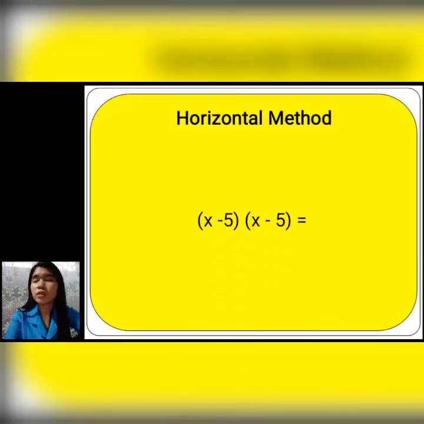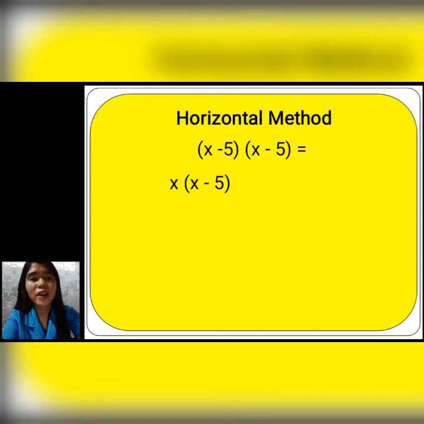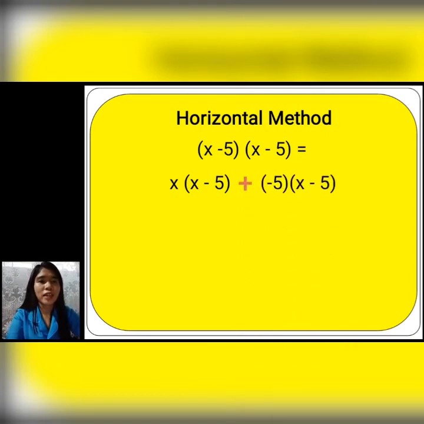How about when we use the horizontal method? Okay, so we have here x minus 5 times x minus 5. So now we are going to distribute the first factor, which is x minus 5. In the first equation, we will get first the x. Then just copy the second factor, which is x minus 5. Like that. Okay, next, we will add the next factor, which is negative 5. So we got the negative 5 in this part. Then the x minus 5 is in the second factor.